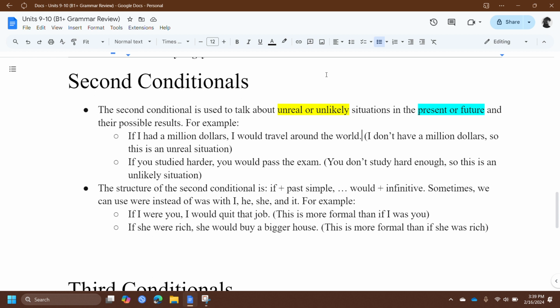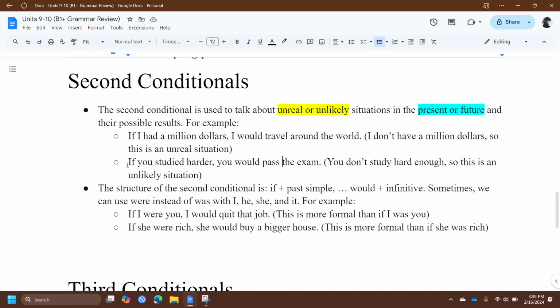Now, what is the meaning behind this? Why is it unreal, or at least why is it unlikely? It's because I don't have $1 million. Okay, so this is an unreal situation. And the other example, if you studied harder, you would pass the exam.